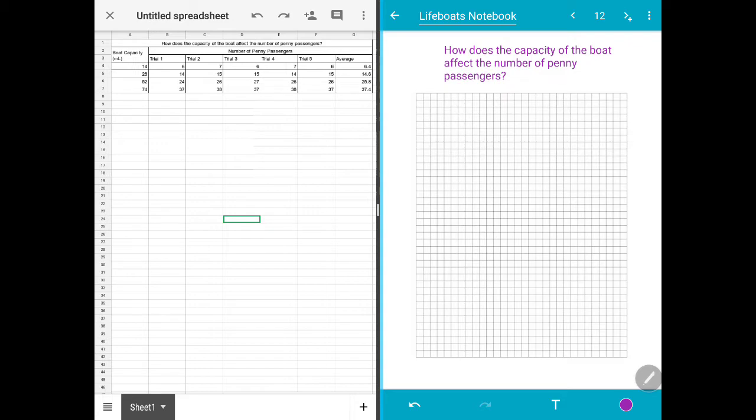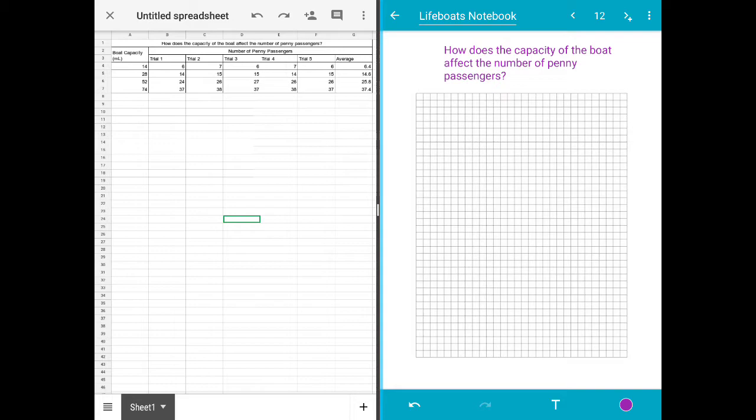Now it is my hope that this title looks really familiar. It's actually my experimental question. You'll also find it on the top of my data table, which is kind of nice. My data table and my graph both have the same title, which is going to be really easy for my audience. Whoever is looking at my experiment, they'll know that they're about the same thing.